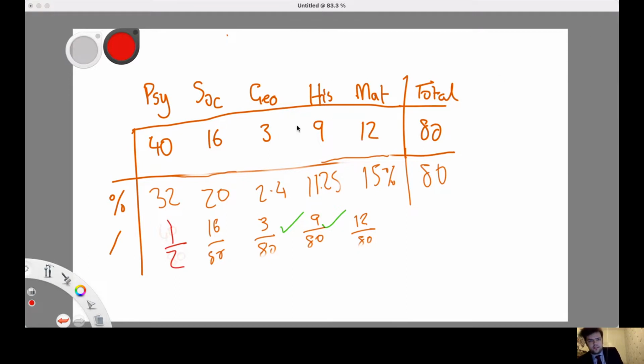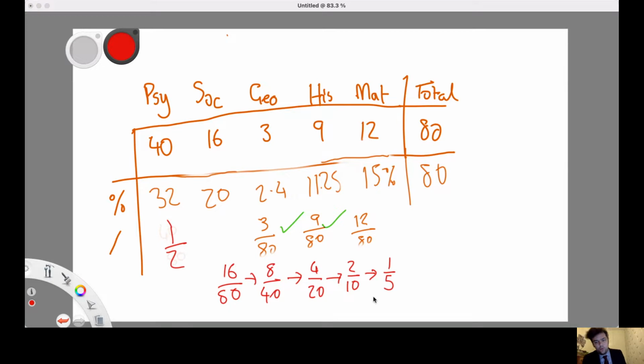Now let's have a look at the second one. 16 over 80. Not quite as simple. Well, we can divide by 2 again, can't we? We can take a factor of 2 out, so that makes it 8 over 40. And we can take a factor of 2 out again. It's 4 over 20. Now we can still divide by 2. 2 out, 10. We can divide by 2 one more. And it's all the way down to 1 over 5.